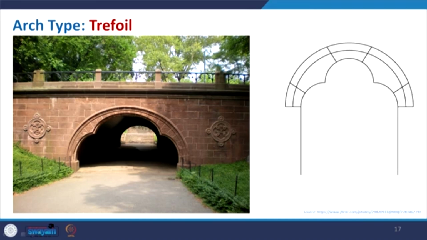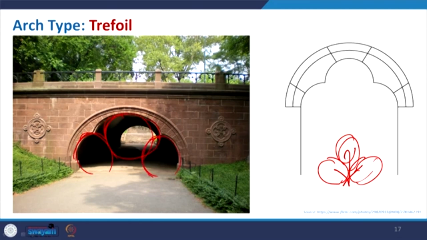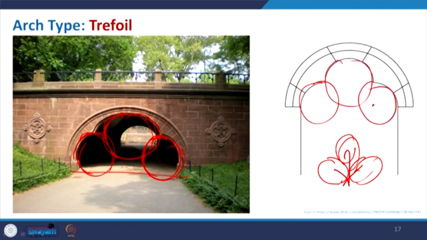Now, the trefoil arch is similar to the foil of a tree leaf, where it forms this kind of structure. Three circles are used, where the symmetry has to be maintained. In this case also you can see they are maintaining this particular geometry to create this. This is also some ornamentation to the arch form that was used.